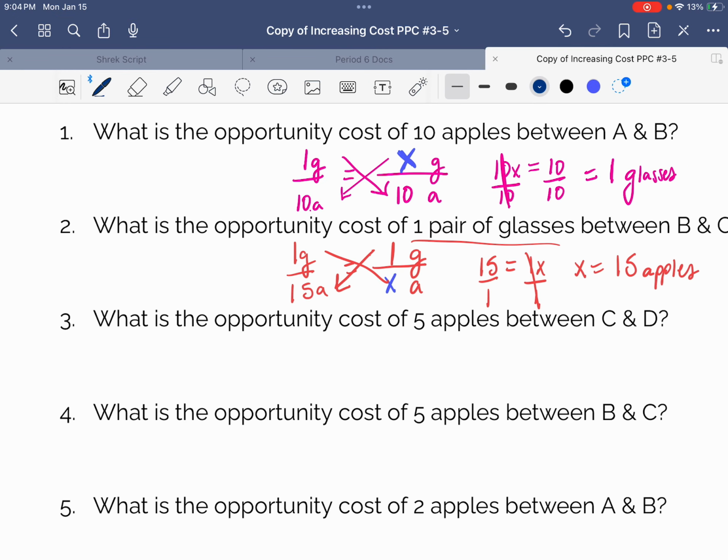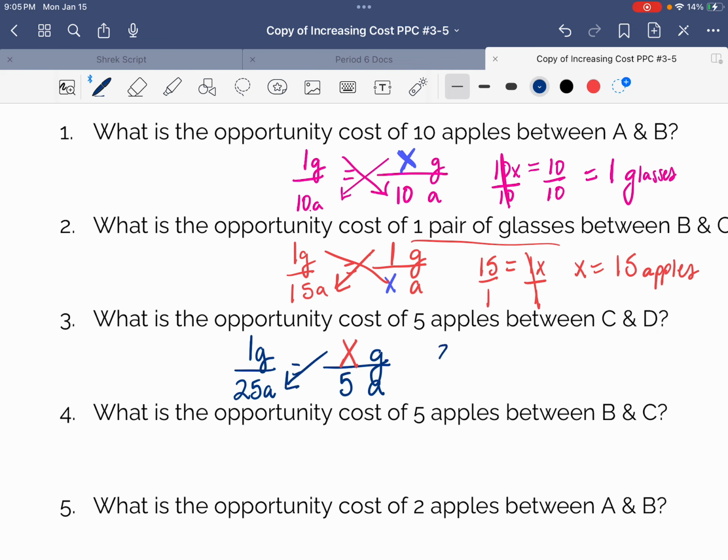So between C and D, we can operate making 1 pair of glasses is the same time, energy, and resources as making 25 apples. I set it equal to an empty fraction with glasses on top and apples on the bottom. And I fill in what I know from the problem. If I make 5 more apples, how many glasses am I missing out on? And let's fill in x for what we don't know. Then we're going to cross multiply.